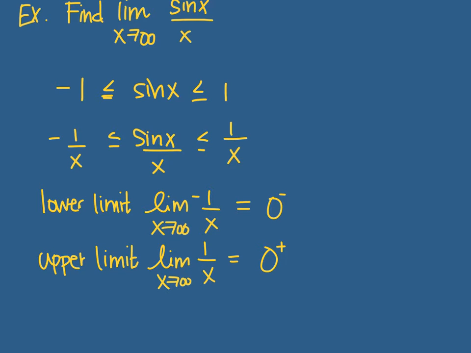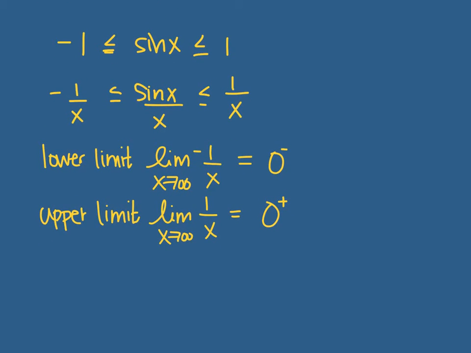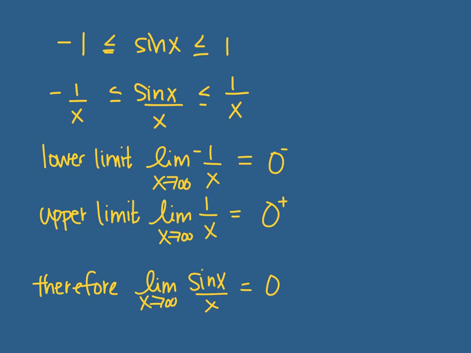So what does the middle limit have to be? If the lower limit is 0 minus and the upper limit is 0 plus, what's the middle? Just 0. So therefore, the middle limit as x approaches infinity of the center function, which was sine of x over x, has to be 0. There's no other option, because it has to be between, it has to be 0.